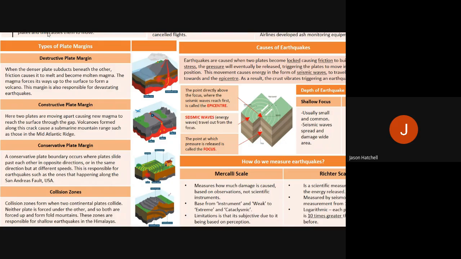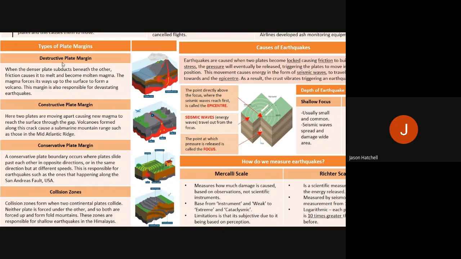So let's start with a destructive plate margin. Now, a destructive plate margin is when 2 plates move towards each other. And when they move towards each other, the denser plate subducts or goes underneath the other plate.